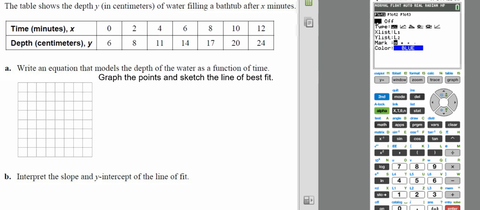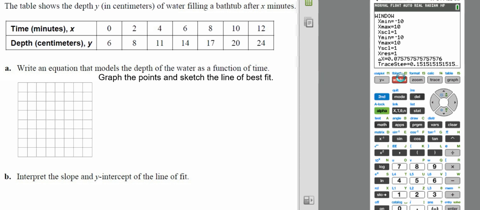Then because our numbers are so small over here, we're going to have to change some things a little bit, but not much. So we're going to go to Window. We see that our lowest X value is 0 and our biggest is 12. So our X minimum can be 0 and our maximum, let's make it a 16 so it's a little bit bigger. And then we'll have a scale of, we can count by 2s.